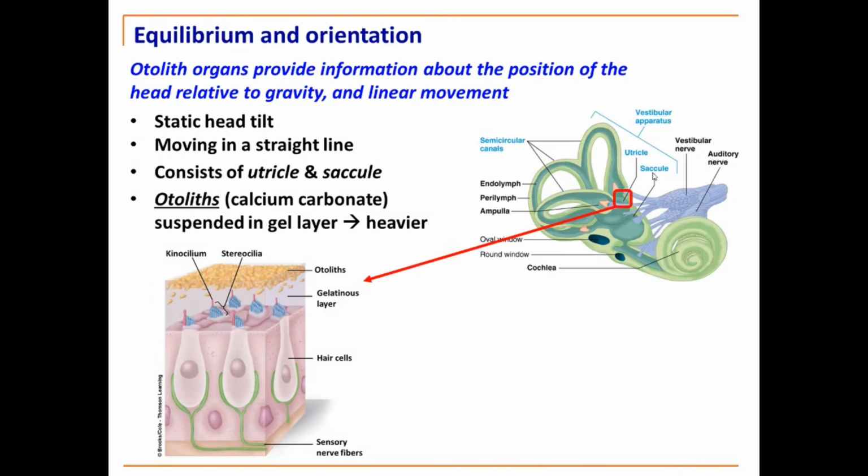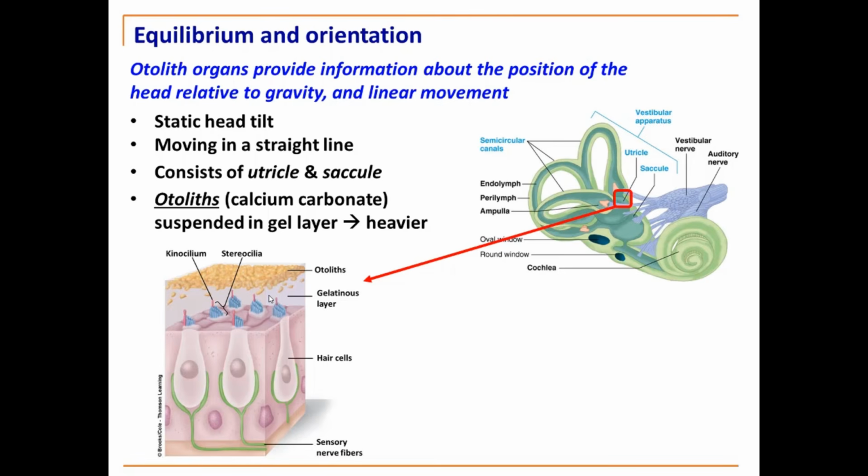And if we're looking at the otoliths themselves, these otolith layers have got calcium carbonate on the top of them, suspended in a gel layer, and it's much, much heavier. And the hairs of the receptor cells also protrude into that gelatinous layer. So you can see that gelatinous layer there, and you can see the hair cells protruding into it. So you've got your kinocilium and your stereocilia as well. Any movements displace the hairs and result in a receptor potential.